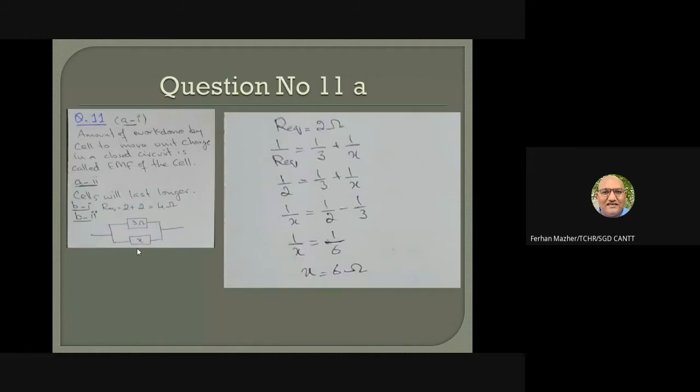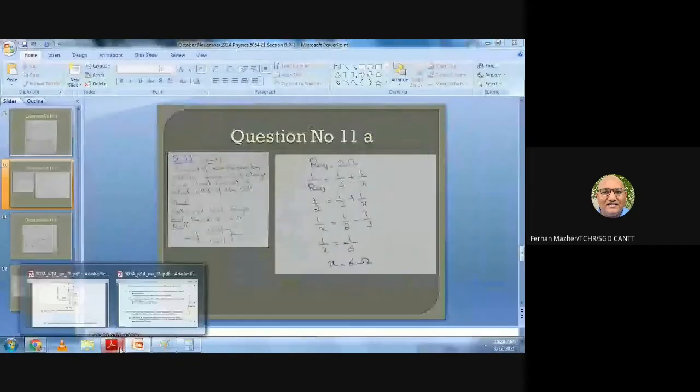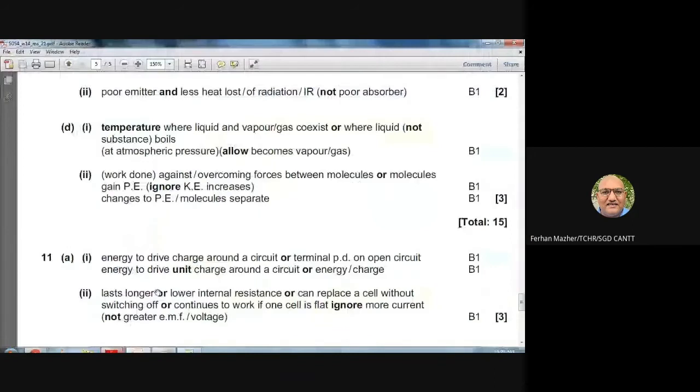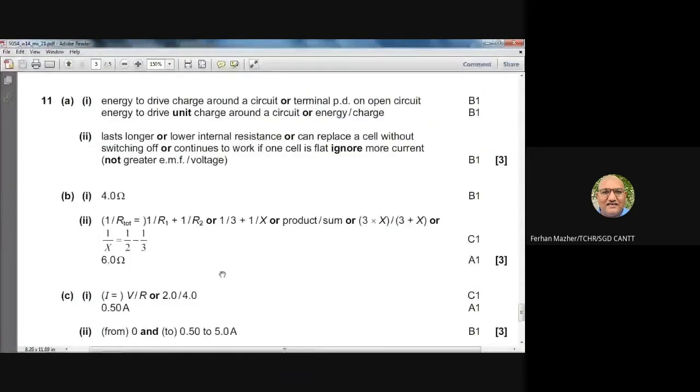I hope that you have understood this, because they were connected in parallel, so we use the formula 1 by R equivalent is equal to 1 by R1 plus 1 by R2. Let me show you the marking scheme as well. Here you can see the marking scheme for question number 1, first part, and question number 11A, second part, and question number 11B, first part, and question number 11B, second part. So have a good look at the marking scheme as well. So hopefully you can do these numericals.